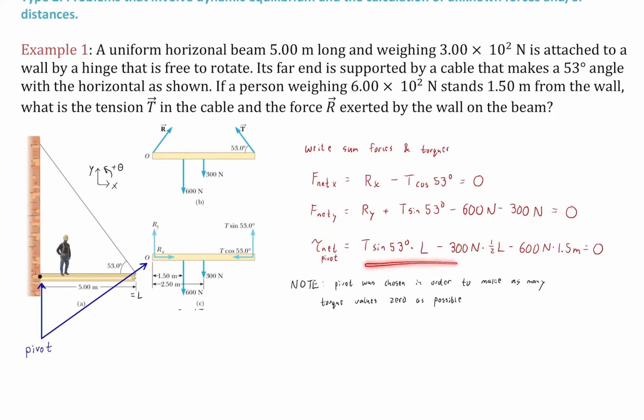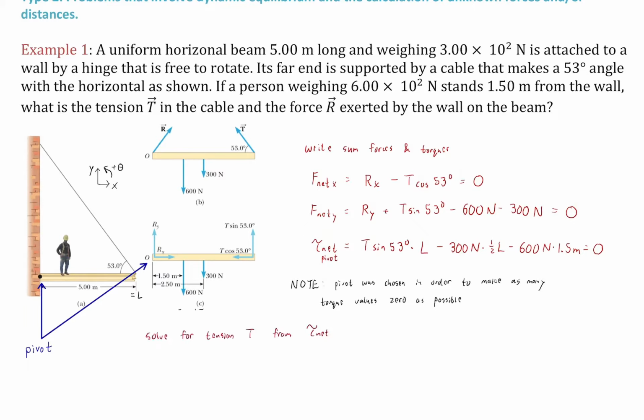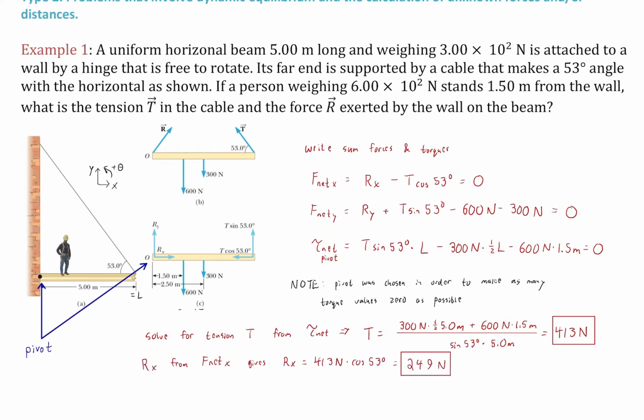Because notice the reaction force does not show up in the torque equation. That's wonderful because think about it. That's one of our unknowns. In fact, both R sub x and R sub y are unknowns. Since they don't show up in the torque equation, that means we have one equation with one unknown, T, which means we can just solve for it directly without even doing any substitution or other algebraic tricks. How great is that? So then we're just going to solve for T from our net torque equation. Just go ahead and simply solve for it. Straightforward, 413 newtons. Now that we know T, we can plug it back into either of our net force equations and find the two components of R.